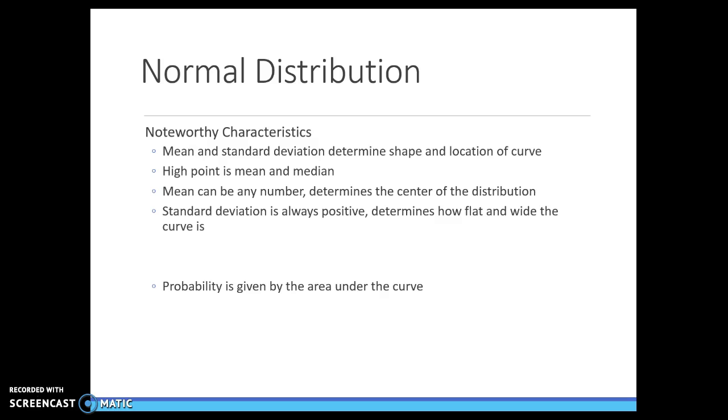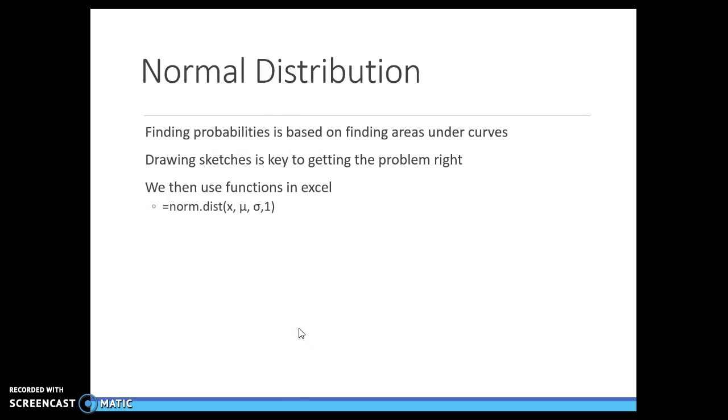The mean and standard deviation give the shape of the curve, so it can be really peaked, it can be more bell-shaped, it can be a little bit more flat. The high point is the mean and median. Those should be pretty much the same number. And of course, the area is still the probability.